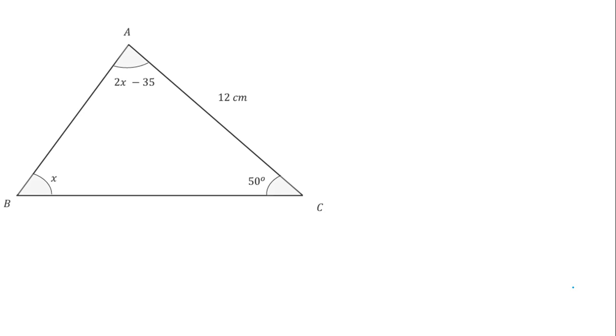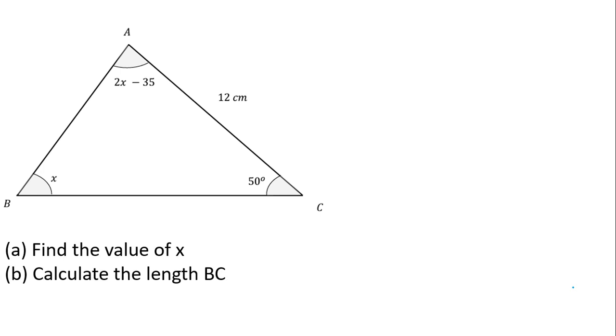So today's question is this triangle, which is ABC, and it has a few lengths and a few angles. My question is: find the value of x, that's part A of the question, and part B says calculate the length BC. Now, if you look carefully, I do have all three angles, but in this, I don't have a value. I have it in terms of x.